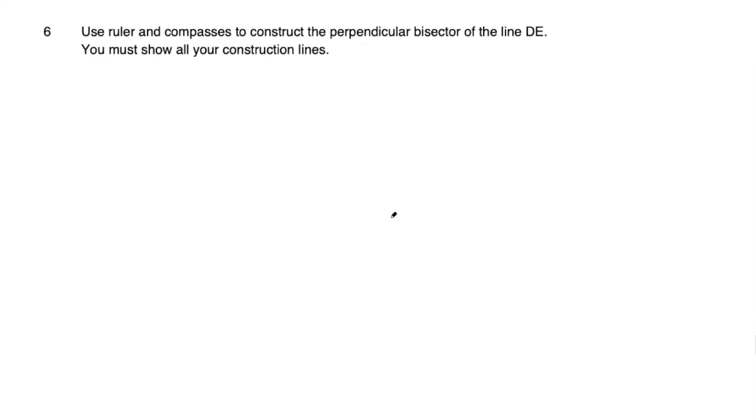Something else that might come up, construction. So here's a fairly typical question. Use a ruler and compass to construct the perpendicular bisector of the line DE. You must show all your construction lines. So I didn't include the line, but they would give you a straight line in the question.